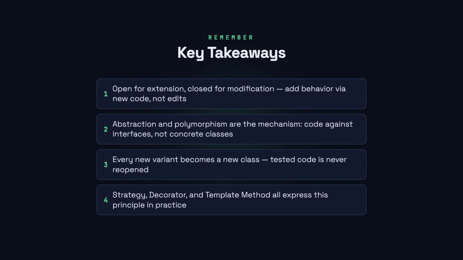To recap, the open-closed principle tells you to extend a system by writing new code rather than editing existing tested code. You achieve this through abstraction, an interface or abstract class, and polymorphism, which dispatches the right behavior at runtime. The practical payoff is that adding a new variant never risks breaking what already works. And once you understand this principle, you will immediately see it operating inside strategy, decorator, and template method patterns throughout the rest of this course.